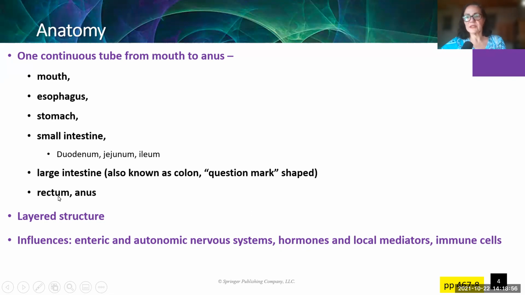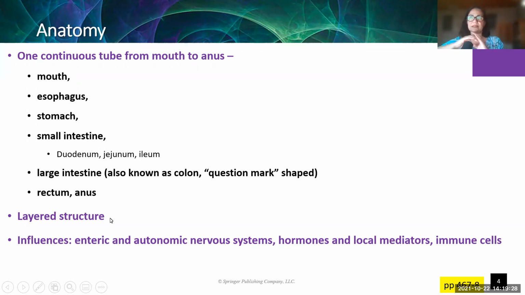Rect, where that comes from, is the Latin for straight, like erect, to erect something. So rectum is the straightaway at the end, and then the anus is where the sphincters are to control when we evacuate the rectum. All right, one big long tube. There are some accessory organs, accessory glands that kind of hang off the side of this big long tube, but it's the big long tube, that's the GI tract.